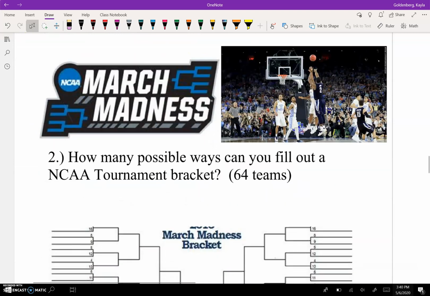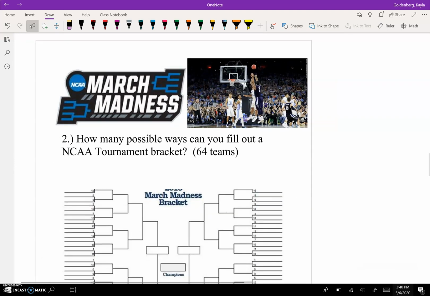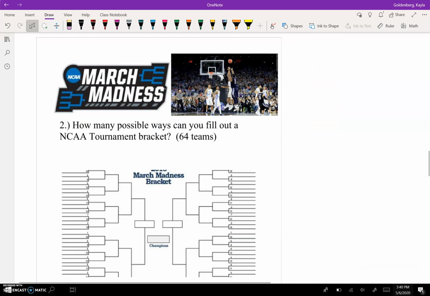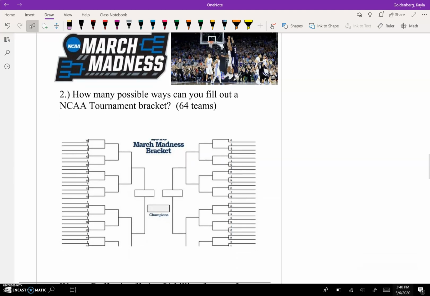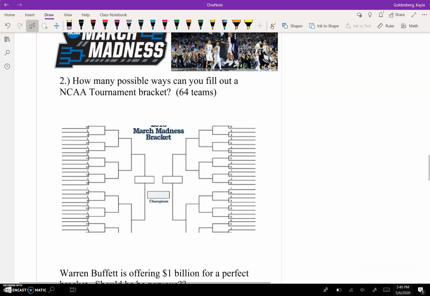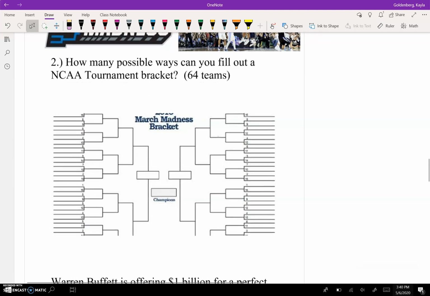This is for all my sports fans out there. I know you're probably unhappy with where we are in sports right now. I think it was a little closer to March Madness when we did this last year, or maybe we just thought we'd loop it back to something somewhat recent. So how many different possible ways could you fill an NCAA tournament bracket? Those who are better at sports than I am and know what's going on have informed me that there are 64 teams that participate in March Madness.